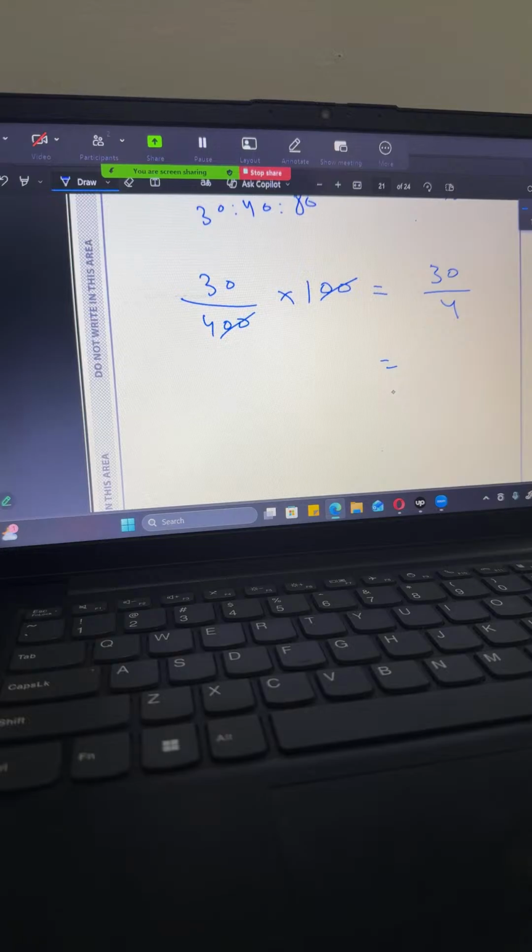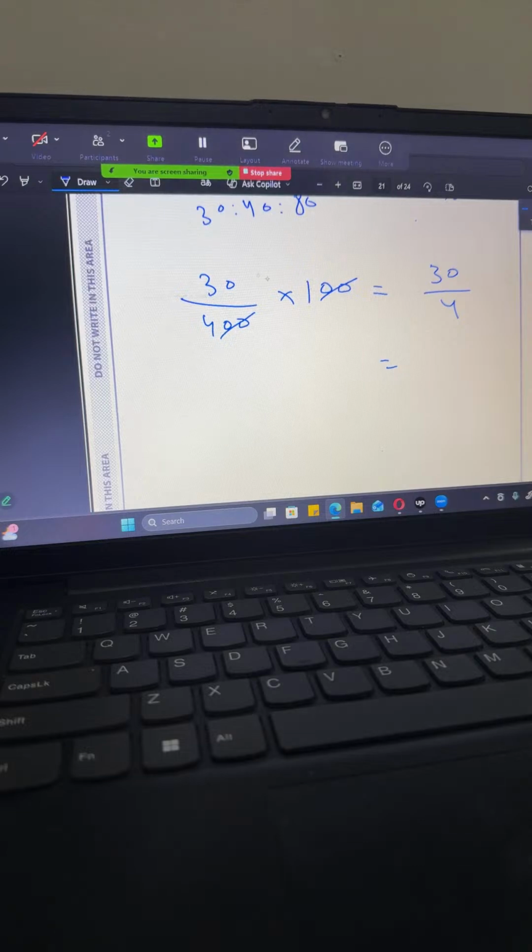Did you understand why I wrote 30 divided by 4? I know that we're trying to work out the percentage. Yes. But you have to cross out the zeros to get closer to the answer.